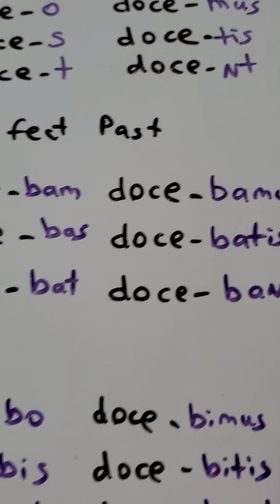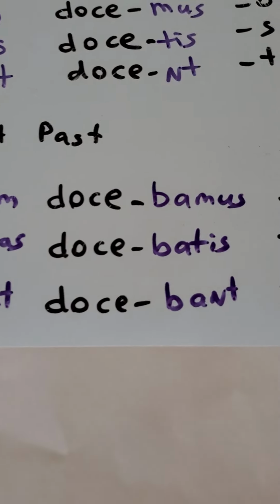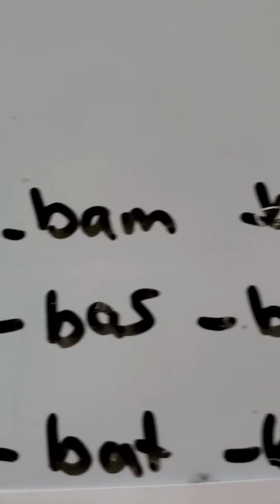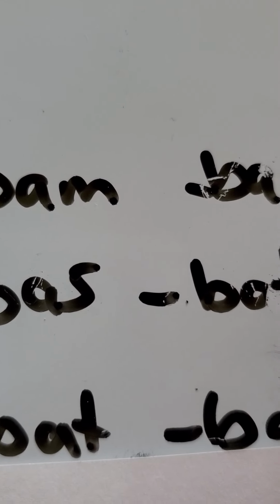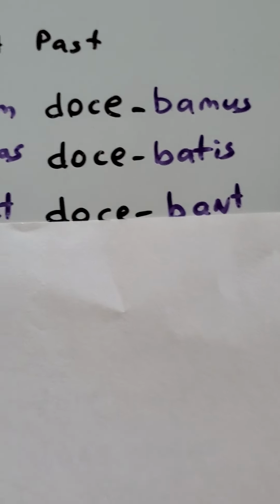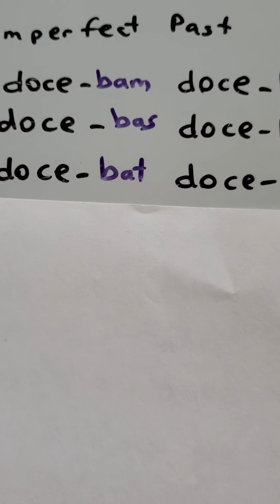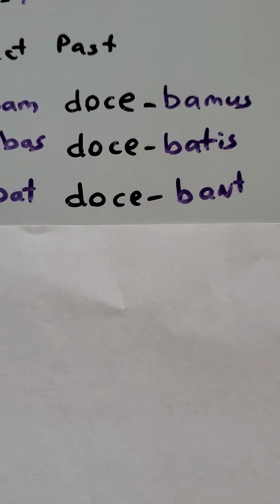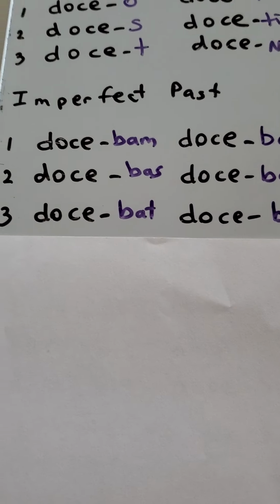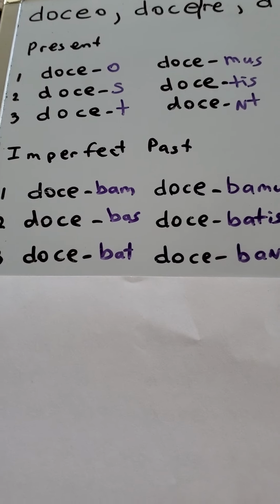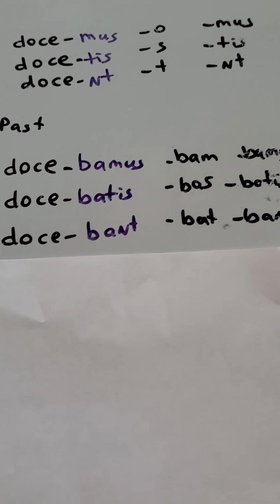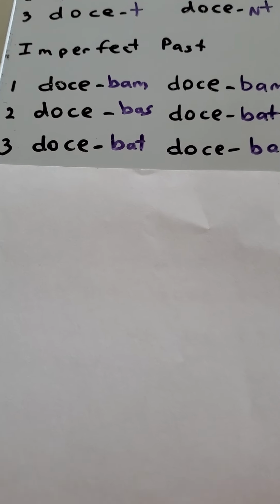So, let me see. I want to make sure my future tense endings weren't wiped off, since that's our new tense. So, docebam, docebas, docebat, docebamus, docebatis, docebant. So that's the imperfect past, and I'm going to go over the translations again too. I just wanted to show you how Latin has this really easy and regular pattern.